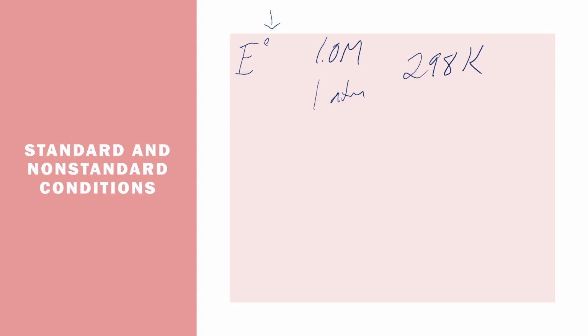So if you change the temperature, if you change the pressure, if you change the molarity, that cell potential is going to be different. There is an equation that we're going to use called the Nernst equation that will help us to see the difference between the standard cell potential and the real cell potential at these different conditions. So let's take a look at that equation.